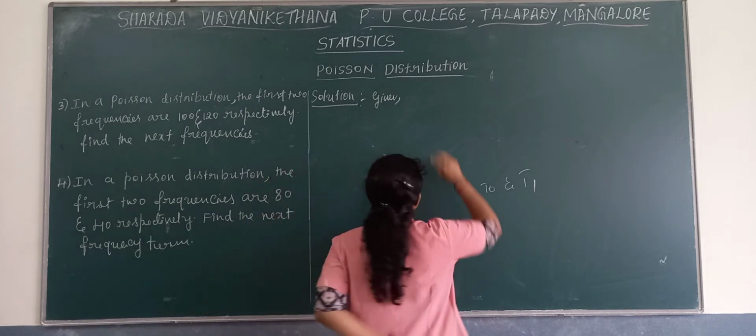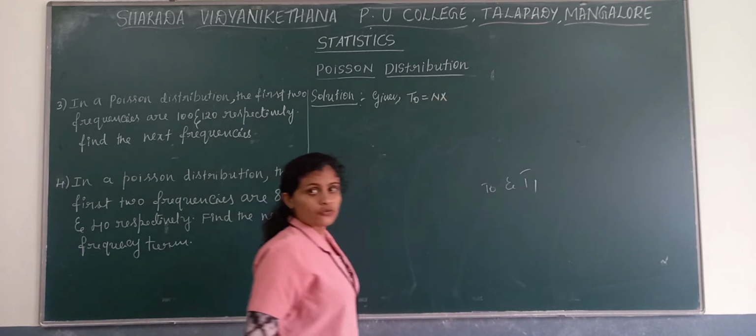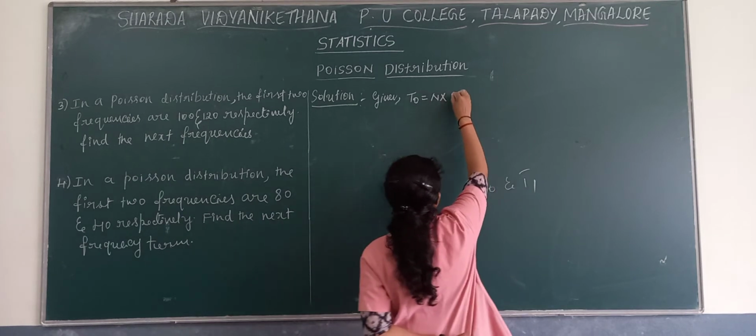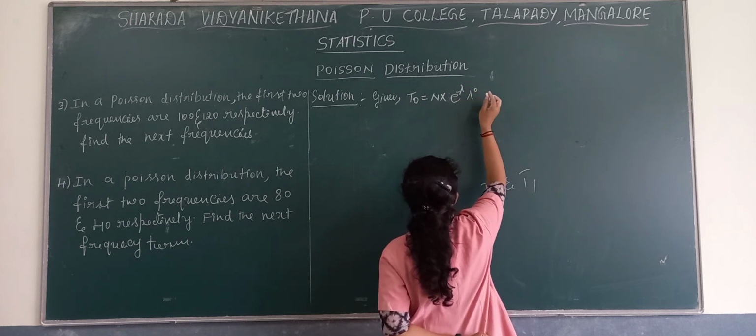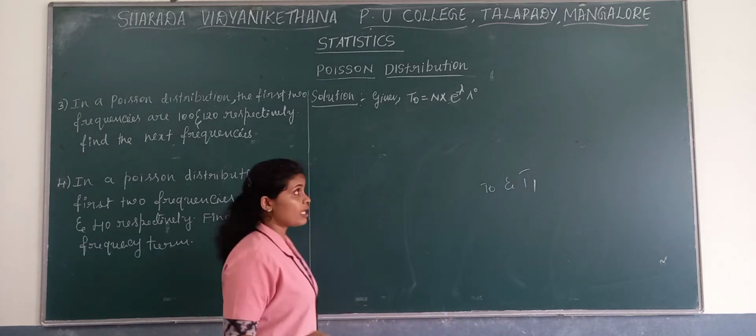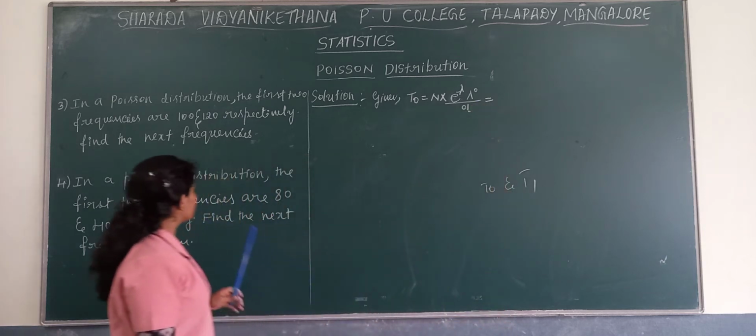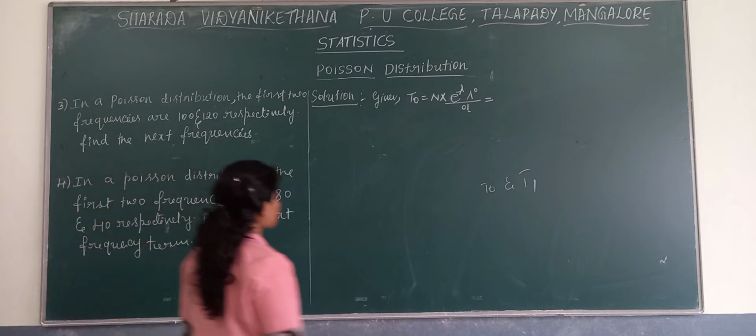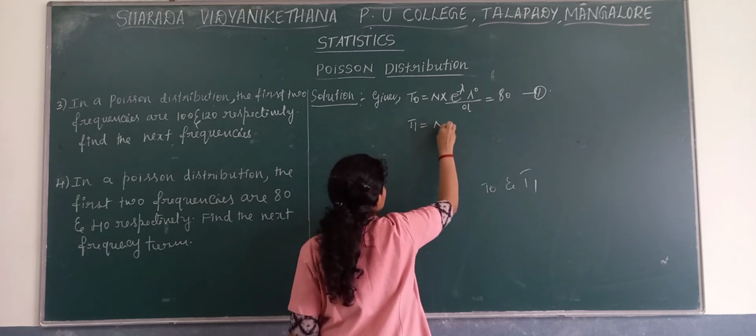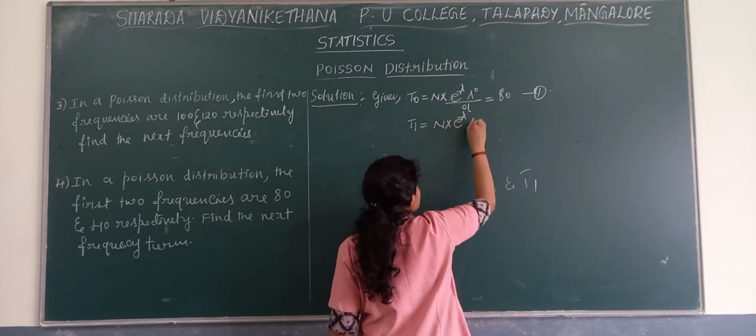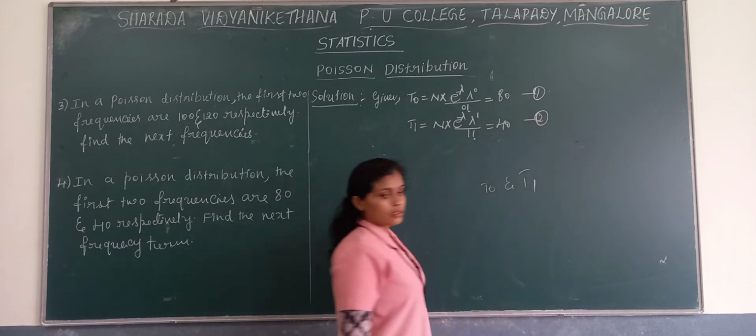Now you write: given that T0 is equal to n into P of 0. How do we write P of 0? E to the power minus lambda, lambda to the power 0 divided by 0 factorial. What have they given? The first one is 80, so n into e to the power minus lambda into lambda to the power 0 divided by 0 factorial is equal to 80. This is the first equation. For the second one, T1 is equal to n into e to the power minus lambda, lambda to the power 1 divided by 1 factorial, that is 40. Second equation.